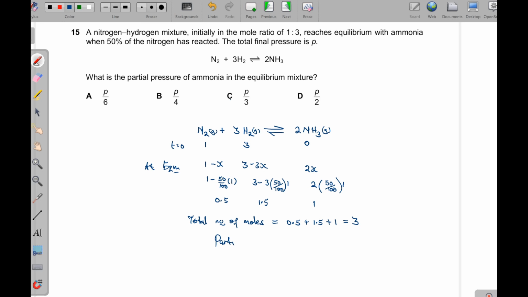Then the partial pressure of nitrogen, that is the one they have asked us to find, actually of ammonia, not nitrogen. So we are going to get the moles of ammonia at equilibrium, which is 1, then divide by the total we have gotten, then times the total pressure. And they said the total final pressure is P. So times P. That means our answer is C here.